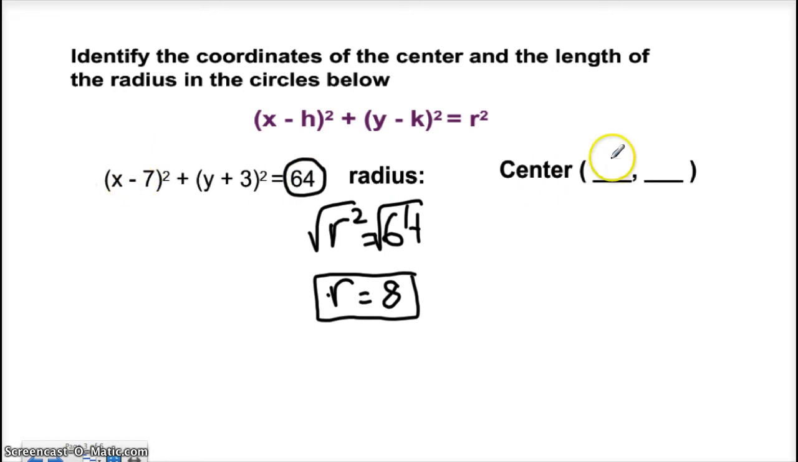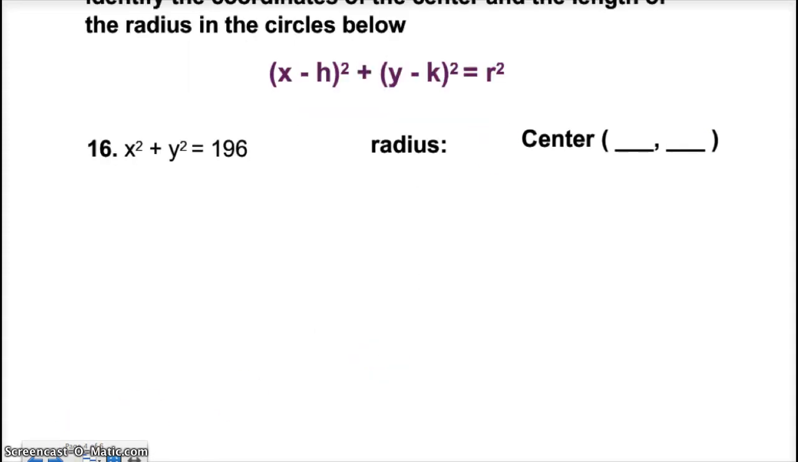So our h is going to be equal to positive 7, and the k is equal to −3. We have figured it out. This is a circle with a radius of 8 and a center of (7, −3). Boom. Done with that. These next problems I want you to do on your own.